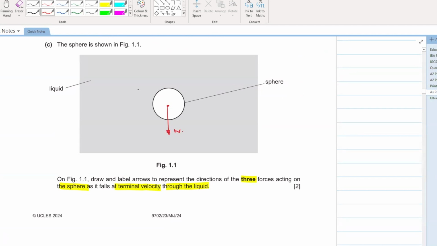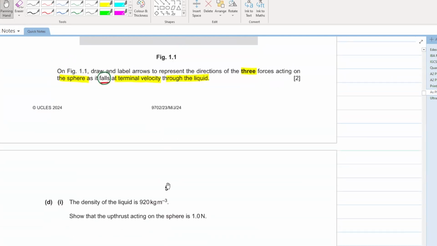Now, since the object is falling downward, where will the viscous drag act? If an object is falling downward, viscous drag will act upward. What about upthrust? Upthrust will also act upward like this. These are the three forces that you had to mark here. Weight acting downward, upthrust acting upward, viscous drag acting upward. Why? Because you are falling downward. Viscous drag always opposes the motion.